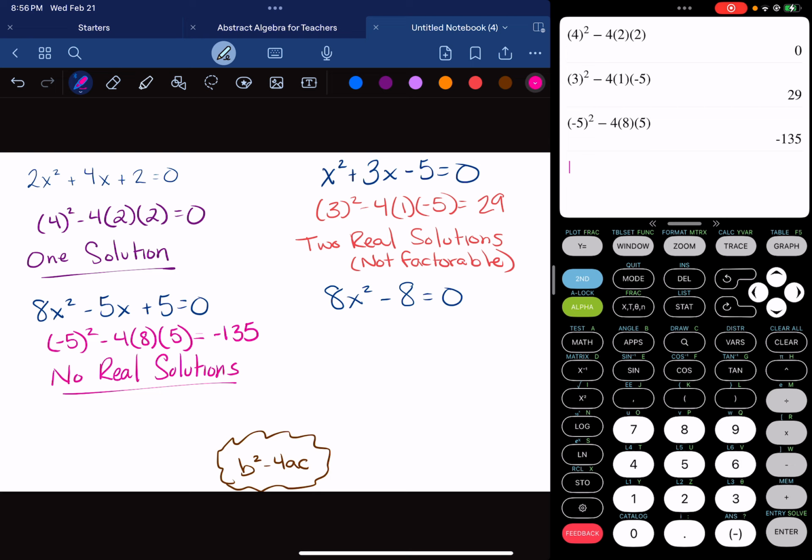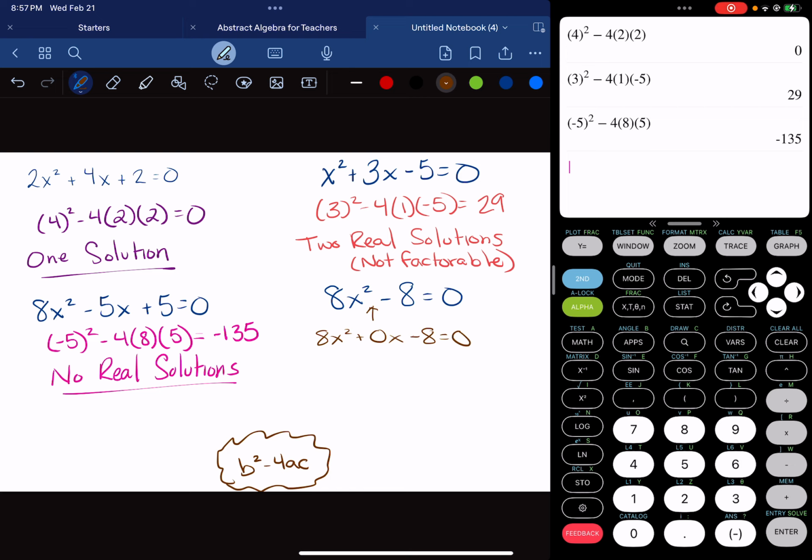Okay, last problem, 8x squared minus 8 is equal to 0. Setting up our discriminant, we get b squared. Now notice, there is no x term. I have 8x squared and I have negative 8, but I don't have anything in the middle. And so when that happens, we can really write this as 8x squared plus 0x minus 8 is equal to 0. Because I don't have an x term, that means the coefficient has to be 0, making b also 0.